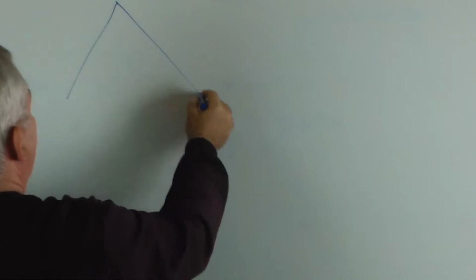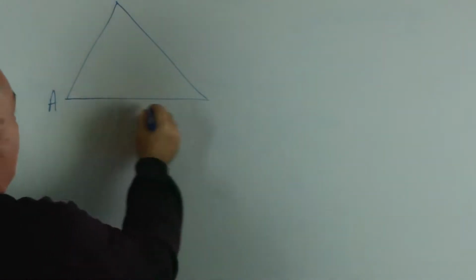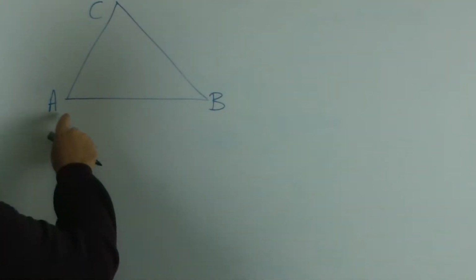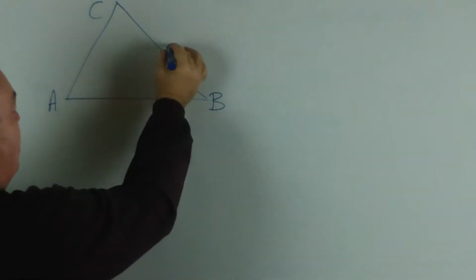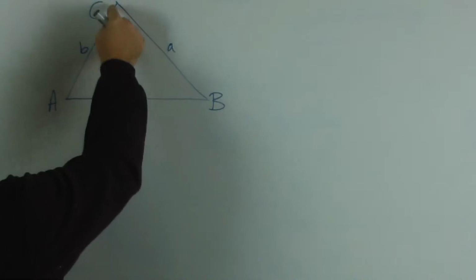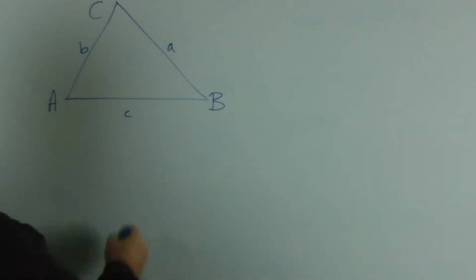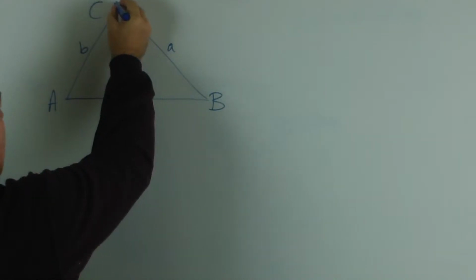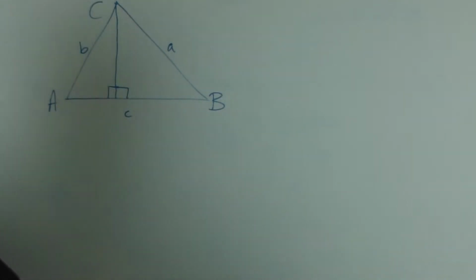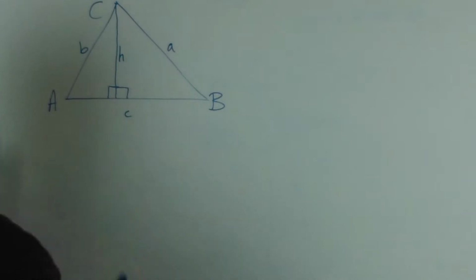We draw a triangle without a right angle and label it A, B and C. And following convention, the side opposite vertex A has length A, the side opposite vertex B has length B, and the side opposite vertex C has length C. And we draw a perpendicular from C to the other side. I'll put a right angle on both sides. We'll call this height H.